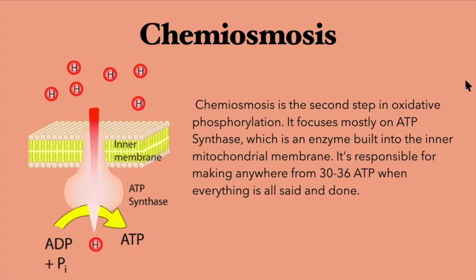Which takes us to chemiosmosis. And chemiosmosis is the second step in oxidative phosphorylation. And unlike the electron transport chain, this happens in both photosynthesis and cellular respiration. And this is all centered around an integral protein called ATP synthase, which is an enzyme that is built into the inner mitochondrial membrane. And chemiosmosis is responsible for making a lot of the ATP in the whole system that we have going on here. So it makes around 30 to 36 ATP.